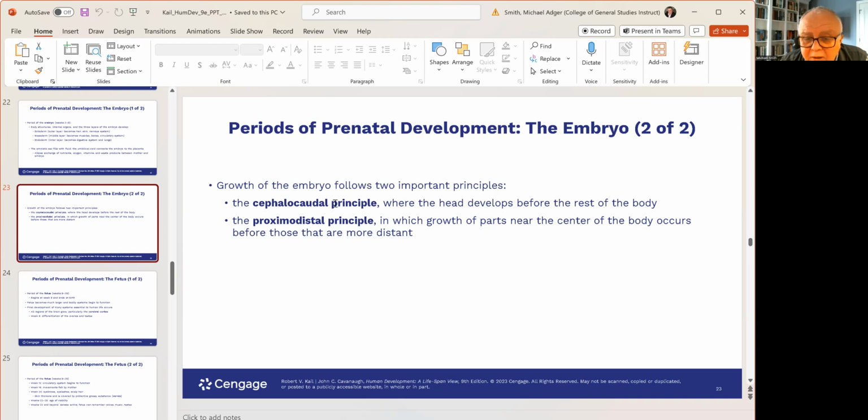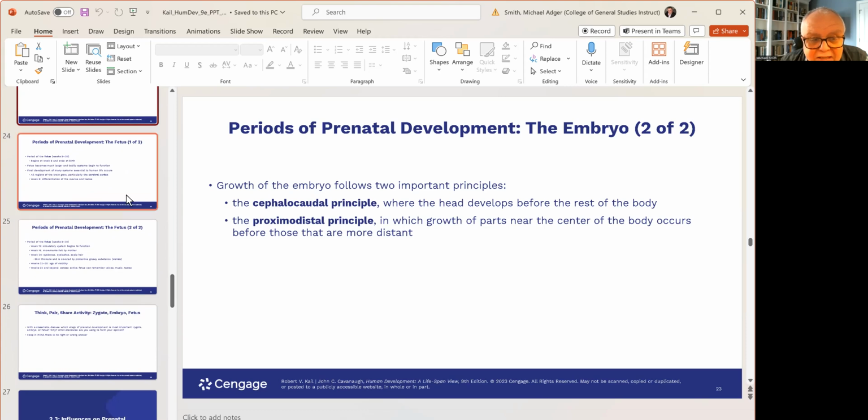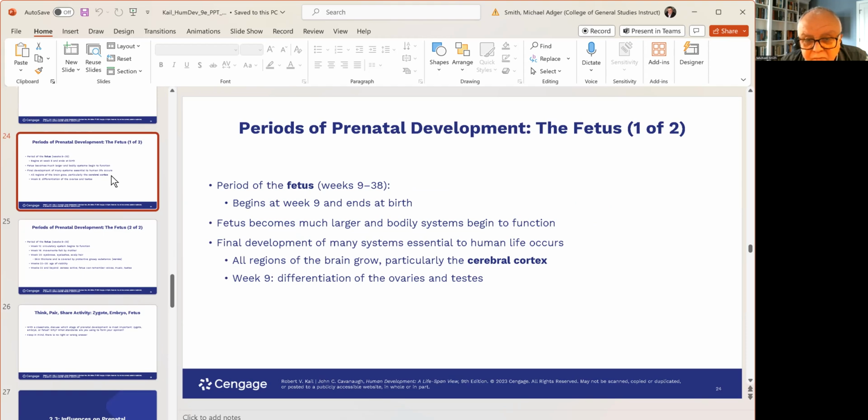So the growth of the embryo follows two important principles. The cephalocaudal principle is where the head develops before the rest of the body. So the brain and the head are formed first, and the proximodistal principle grows the parts near the center of the body first, and then finally the most distant. So you're going to see the head first taking shape and being recognizable, then the center organs, and finally the arms and legs will become visible.